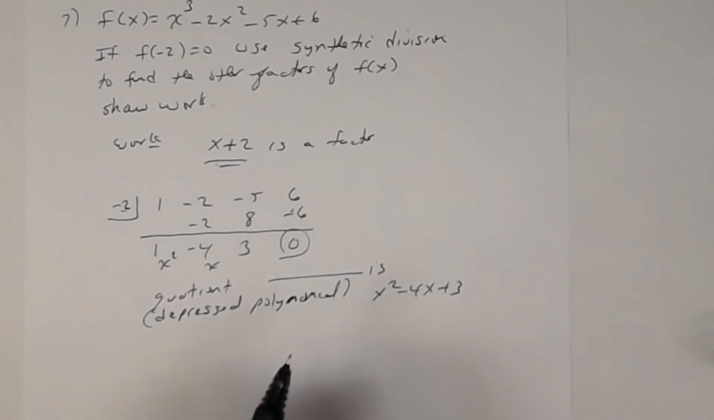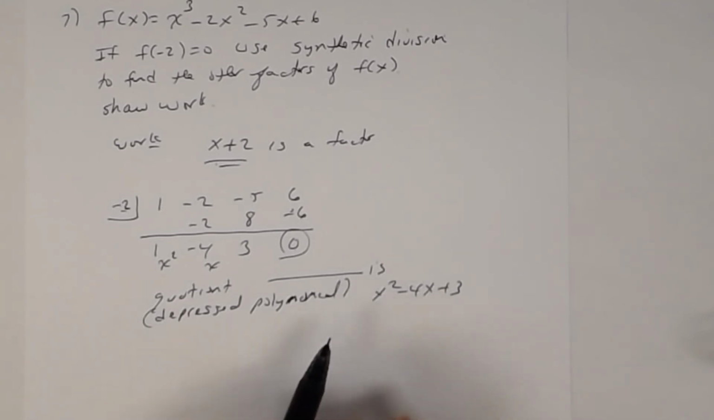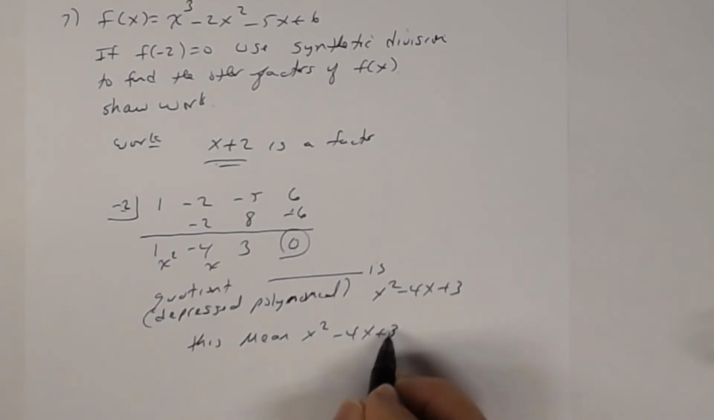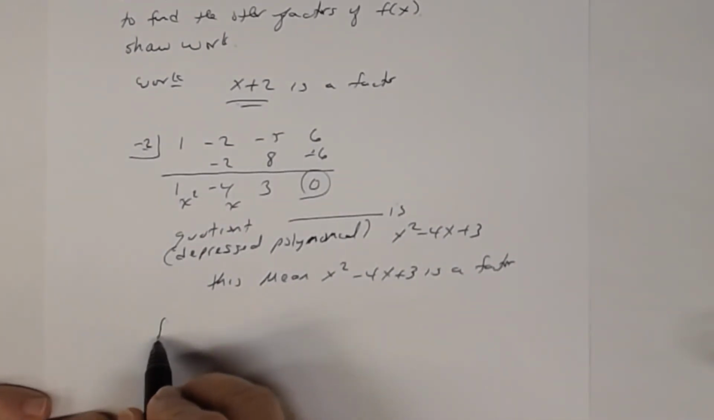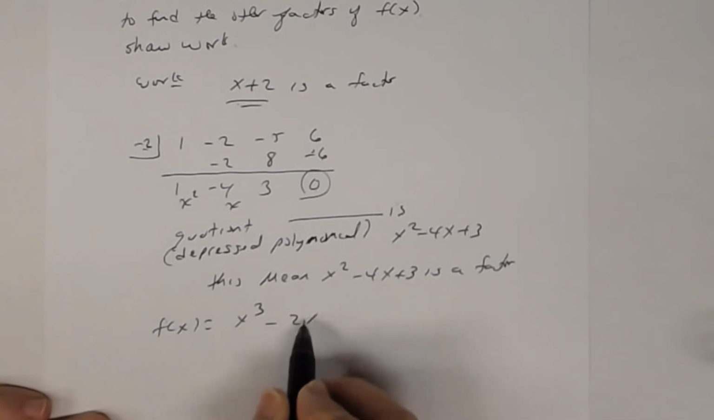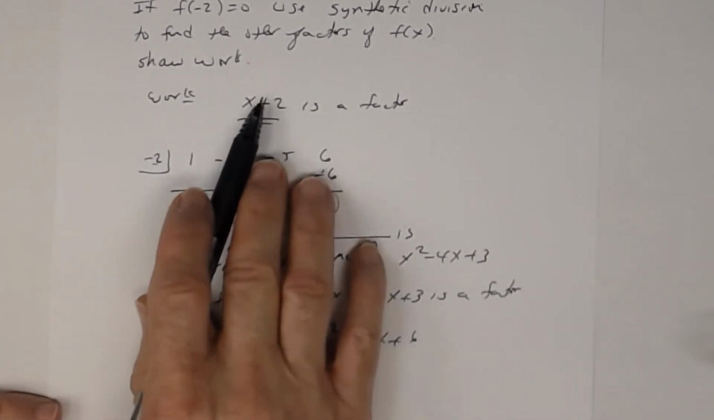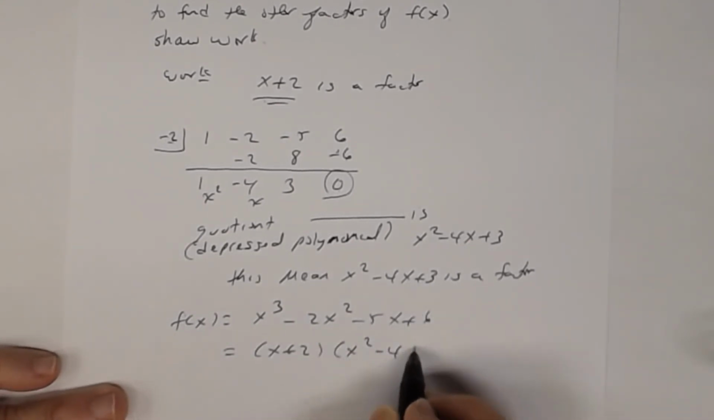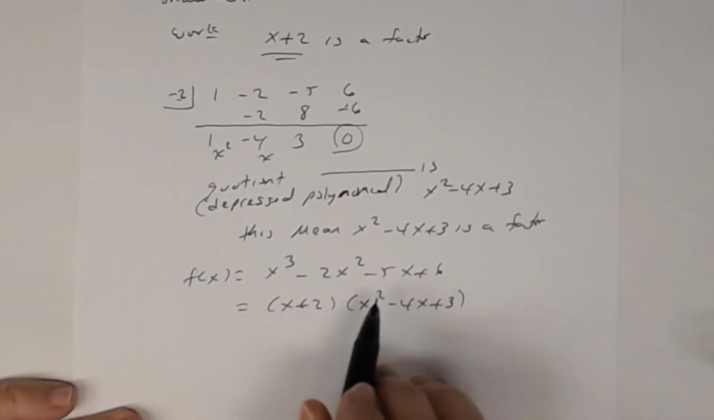So here's what that means. Since the remainder is 0, this quotient is a factor. So x squared minus 4x plus 3 is a factor also. So f of x, which was equal to x cubed minus 2x squared minus 5x plus 6, that original problem, I can factor like this so far. Here's one of my factors, x plus 2, and here's the other, x squared minus 4x plus 3. But don't leave it like this, because if you can factor this further, you want to do that.